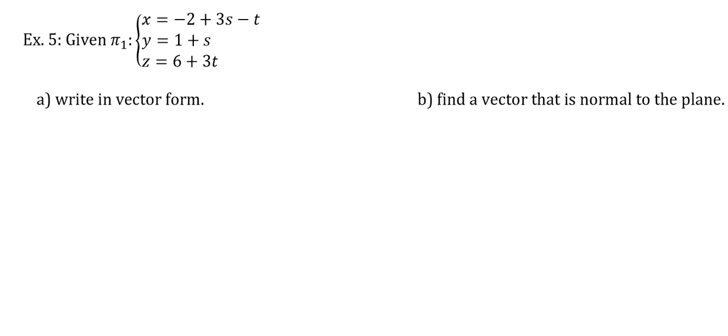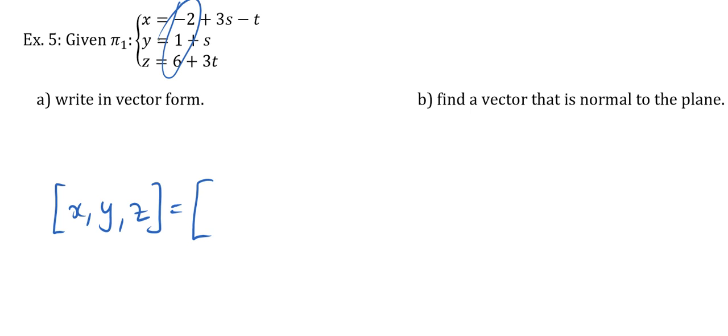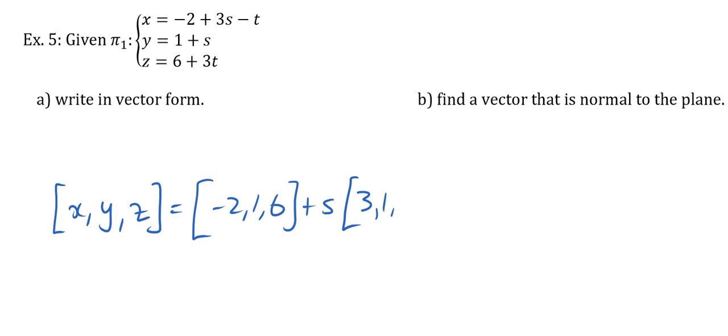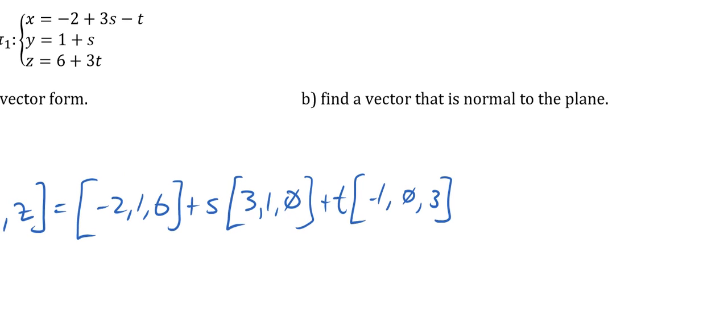So if we're going to write this in vector form, my position vector comes from the x, the y, the z, right? So it's going to be negative 2, 1, 6 plus s, and then the coefficients of s. So 3, 1, 0, plus t, and the coefficients of t, negative 1, 0, 3.